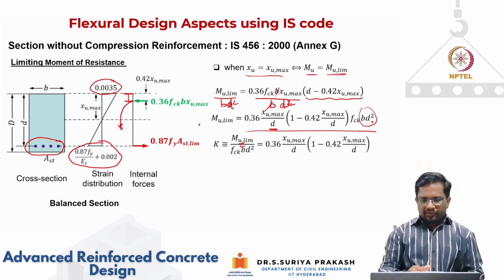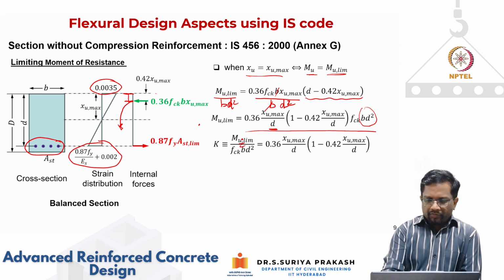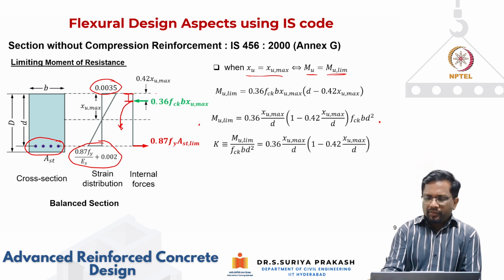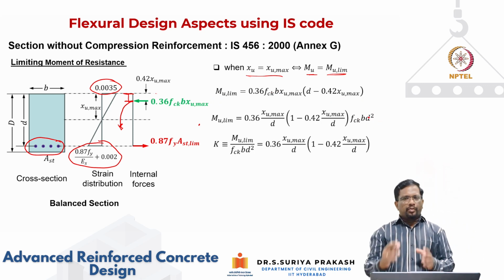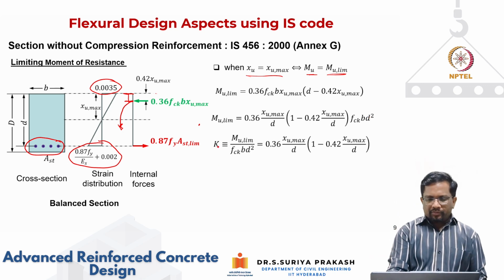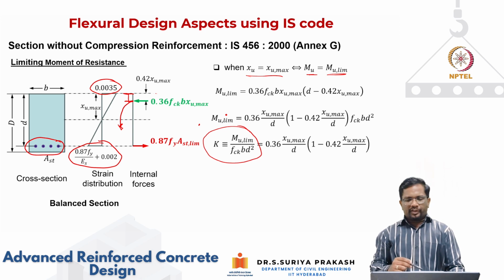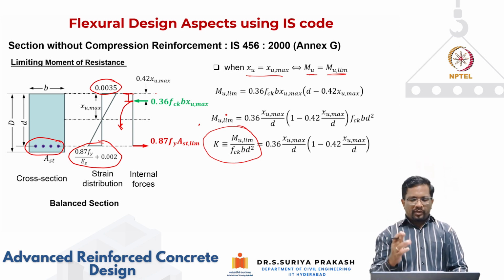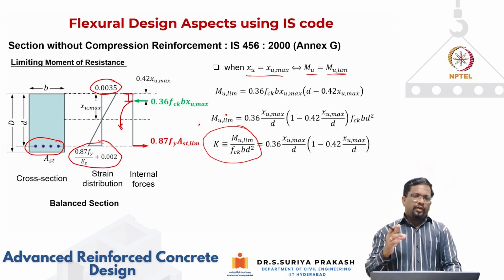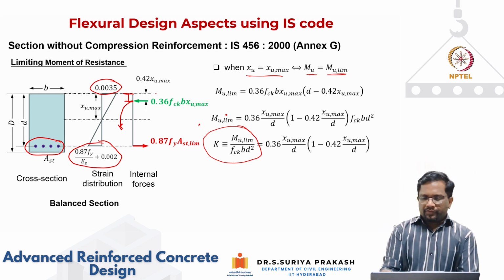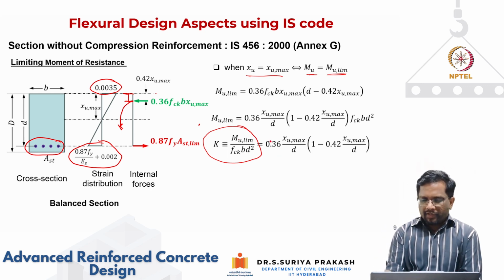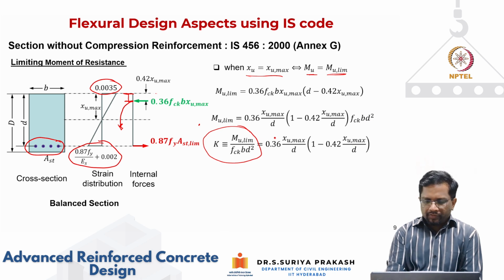Okay, so if you substitute that, then we represent this Mu limit as a normalized factor in terms of K, which is usually taken as Mu limit by fck bd square, a constant value for a particular grade of concrete and a particular grade of steel. So this can be calculated again as this: 0.36 Xu max by d, and 0.42 Xu max by d.